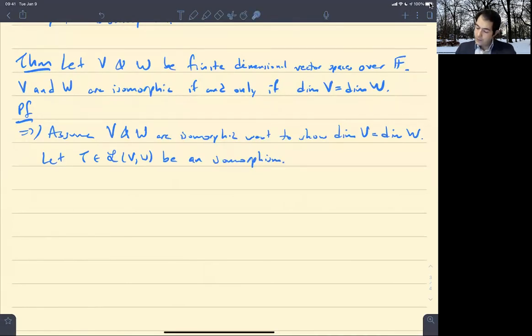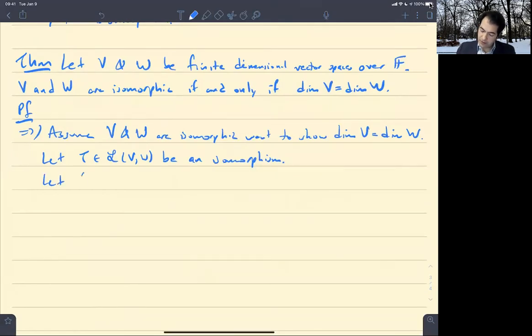Okay, wonderful. So what do we want to show? We want to show the dimension of V is the same as the dimension of W. The dimension is the number of elements in a basis. So we want to show that the number of elements in a basis of V is the same as the number of elements in a basis of W. What can we use? We can use that there is a map between them that is an isomorphism. But we proved last time that isomorphisms are precisely those linear maps that take a basis of V and send it to a basis of W.